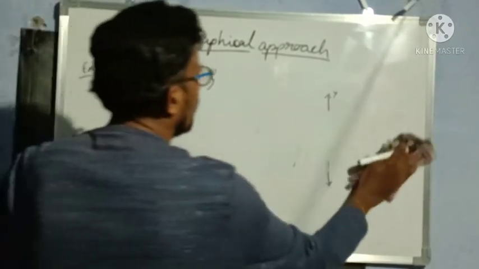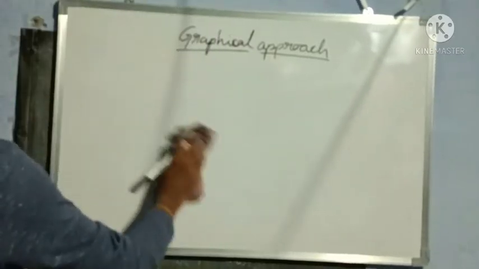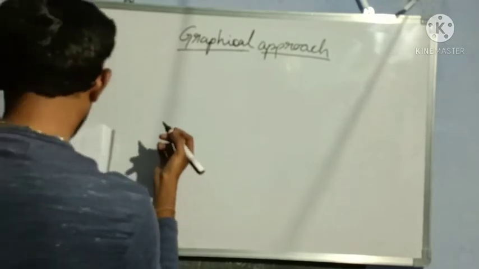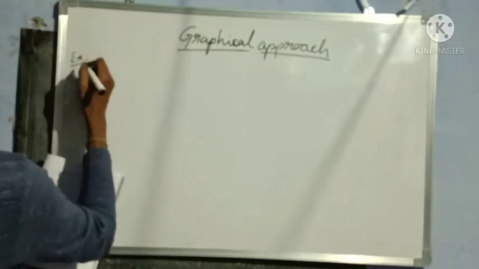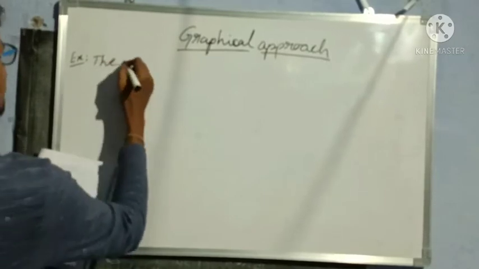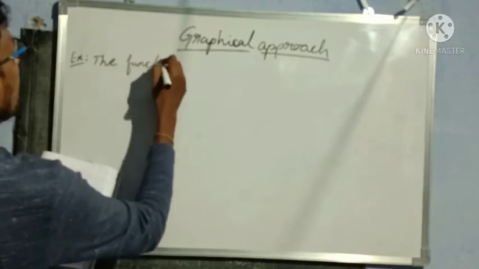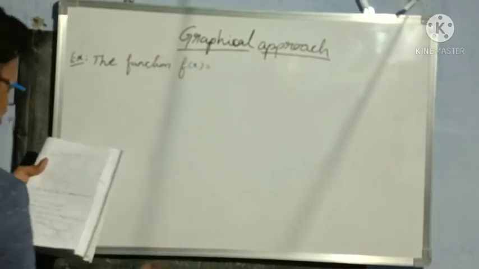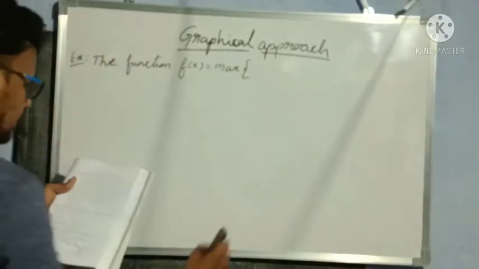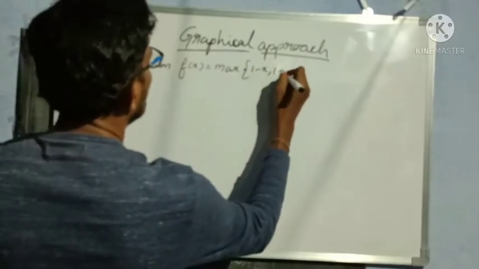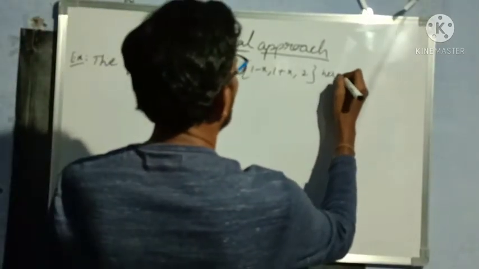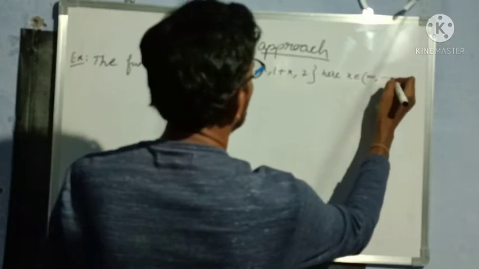Now this is first example. Next, let us move to our next example. So here one direct question is given. This is asked in JEE in some year. So let us solve this. The function f of x is equal to maximum of 1 minus x, 1 plus x, comma 2. Here x belongs to minus infinity to plus infinity.